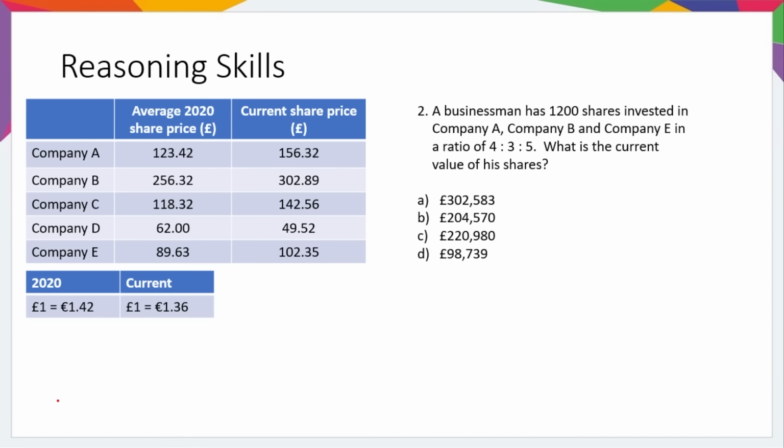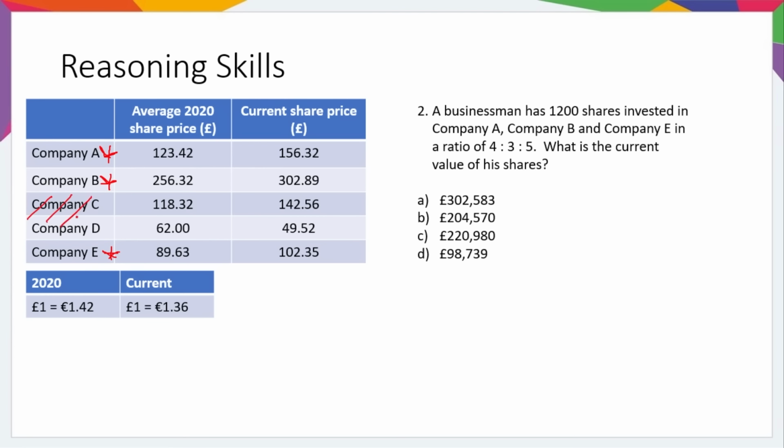So let's have a read of this question. A businessman has got 1,200 shares invested in Company A, Company B, and Company E in a ratio of 4 to 3 to 5. So before I read on, I know I'm dealing with Company A, Company B, and Company E.